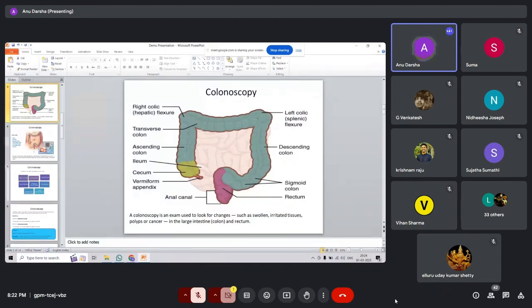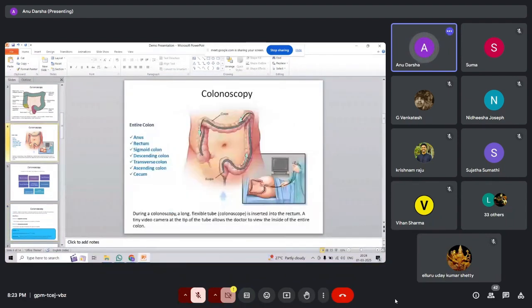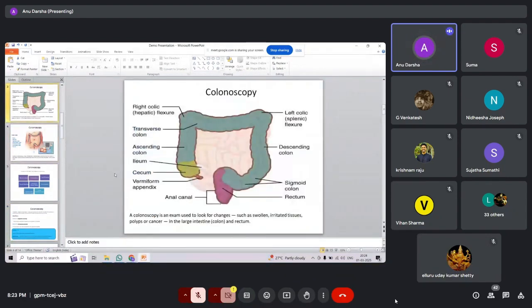Okay, in such case you have to use the 52 modifier. Whatever the procedure they are doing, like if they are doing a polypectomy, use your polypectomy CPT and append the 52 modifier. If it is a biopsy, use the colonoscopy biopsy CPT and give your 52 modifier. In that way you have to check.